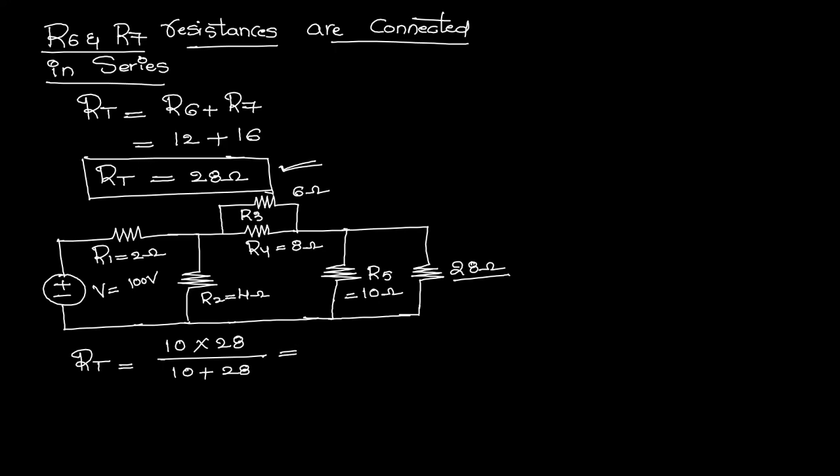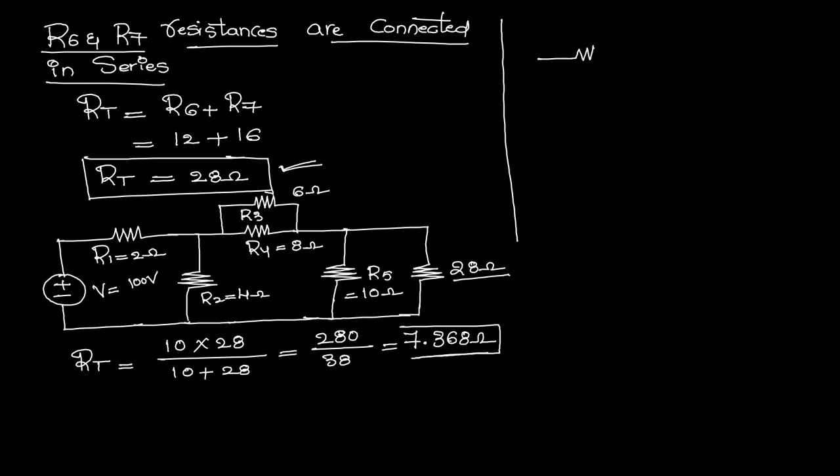Here 10 into 28 means 280 divided by 10 plus 28 means you will get 38. So if you simplify this value, 280 divided by 38, you will get the value as 7.368 ohms. Okay, now this is the resultant of the parallel combination of R5 and 28 ohms. Now I am going to replace this particular equivalent value instead of the parallel combination of R5 and 28 ohms. Now see here, I am redrawing again the network here.